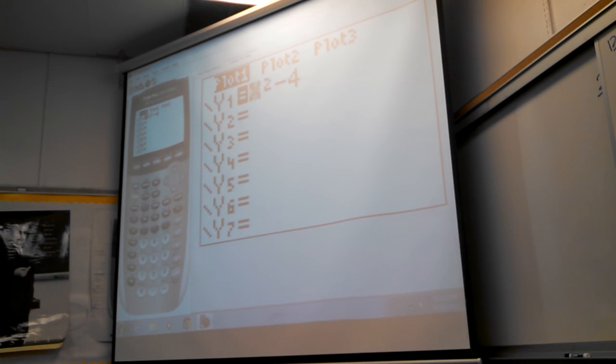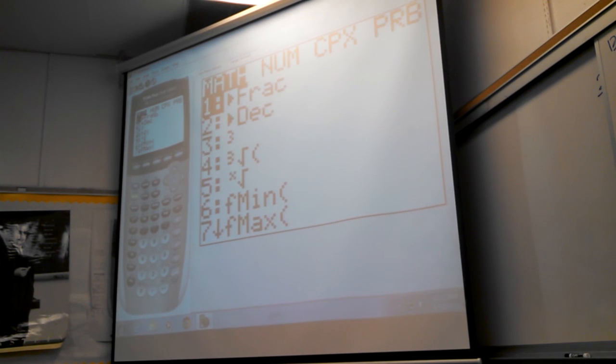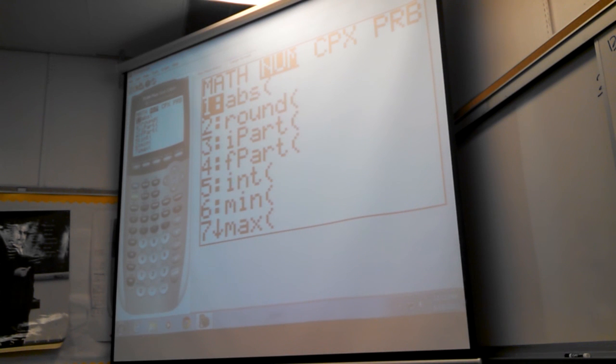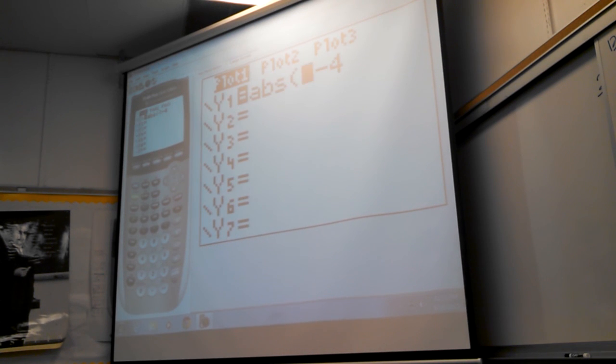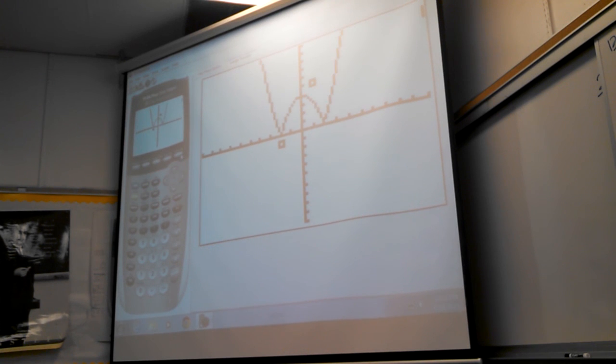Your absolute value button is in math, num. There's your absolute value. So you could do the absolute value of x squared minus 4. Now listen, what's this going to do? That parabola dipped below the x-axis. Absolute value makes anything that's negative positive. So it's going to take that middle part and just flip it up. It's going to look kind of neat. Boom, boom. So it just took the middle part and forces it to be the absolute value. It forces it to be positive.